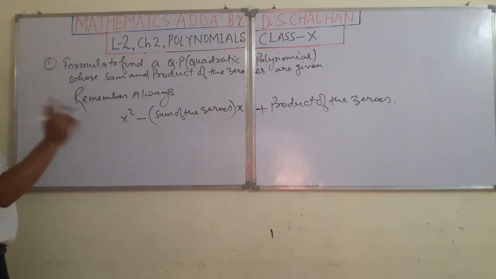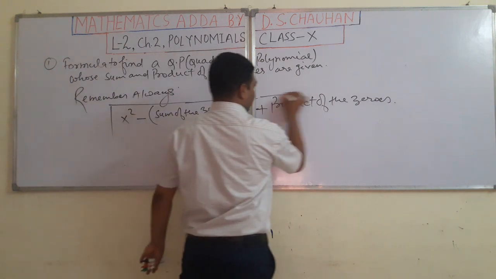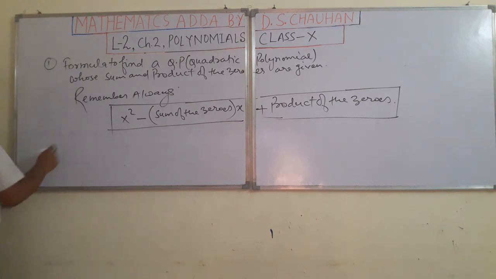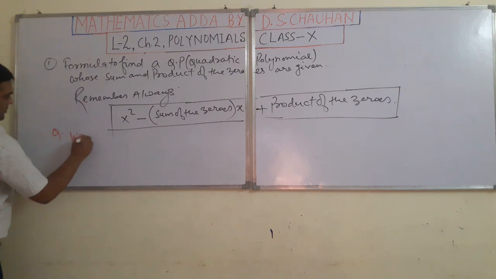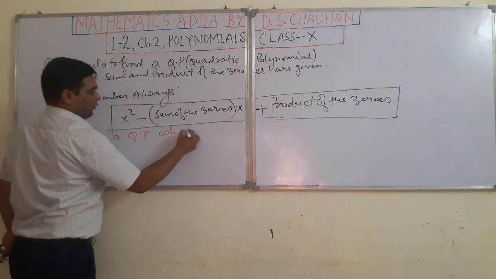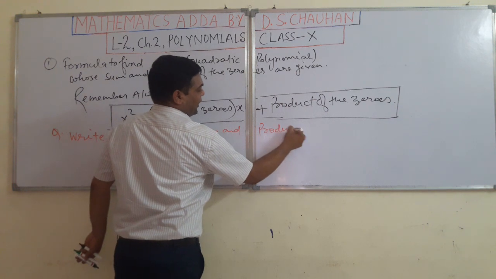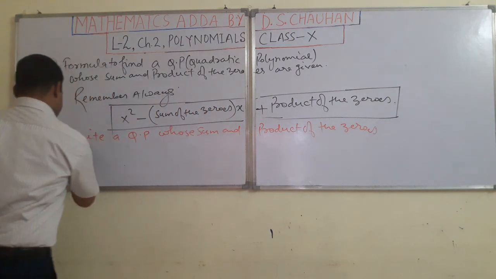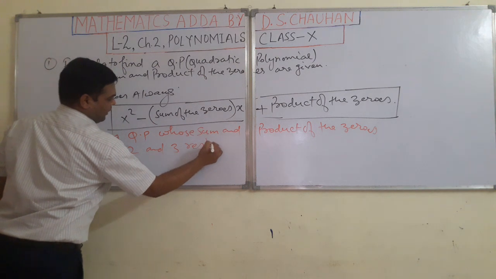Okay, students, I am giving you one question based on this. For a 1 mark question in your exam it will come. You try to understand how to do, I am telling. This is the question in front of you. Write a quadratic polynomial whose sum and product of the zeros are -2 and 3 respectively.